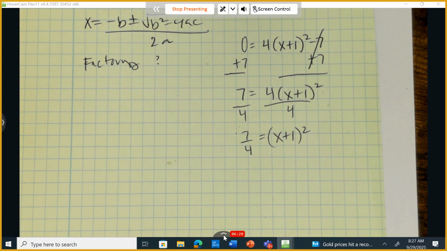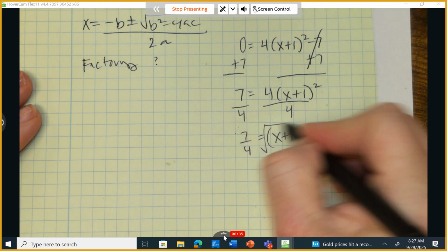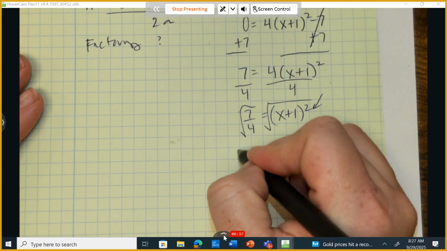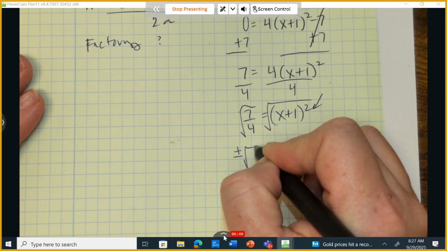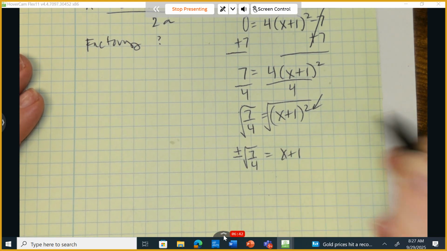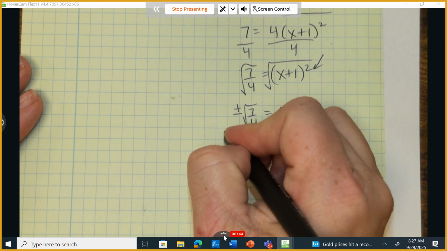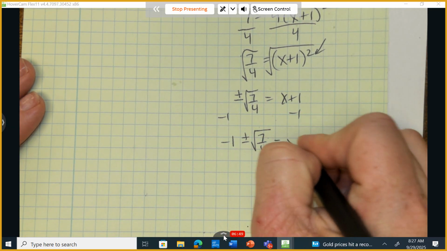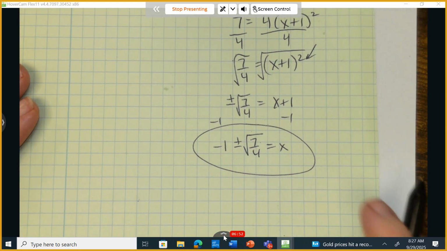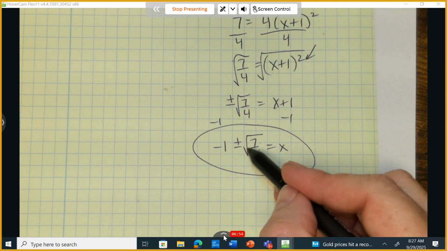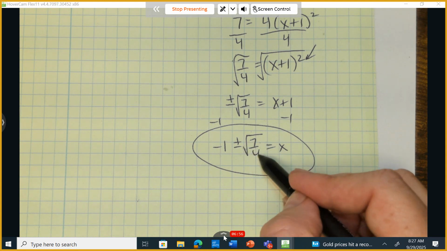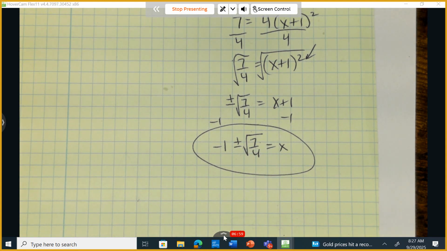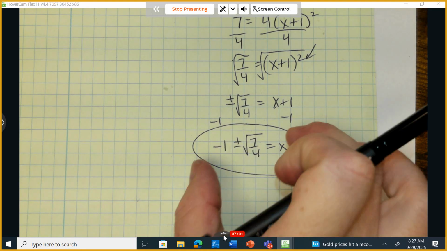Okay, so my goal is to isolate the x, and in doing so, I'll be able to algebraically determine or identify the x-intercepts. This tells me I'm going to have two answers. Well, how do I have two answers? Plus or minus 7 over 4. And lastly, I'm going to subtract 1 from both sides. So negative 1 plus or minus 7/4 equals x. This is what I believe the x-intercepts are. Now, if you looked at the answer key, they would apply the square root to the 7 and to the 4, okay? And so you're welcome to do that, but I would be accepting of this.